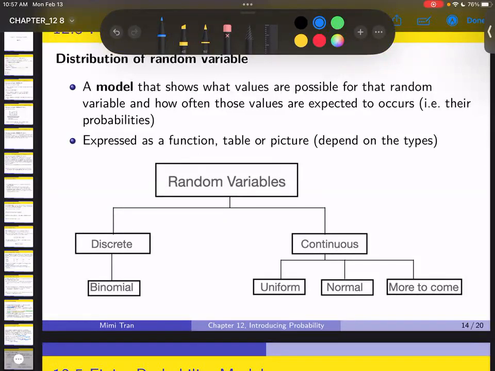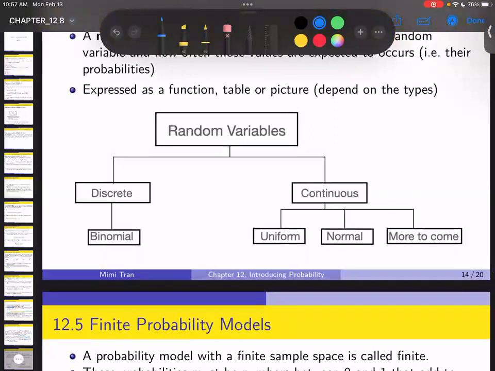So random variables divide into two types: either you have discrete random variables or continuous random variables. For the discrete, we're going to talk about the binomial random variable. We're going to have a whole chapter, two lectures, about this. Very important. There are other discrete random variables as well, like the negative binomial and geometric distribution, but we're not going to go through those. The only discrete random variable we're going to talk about in this class is binomial.